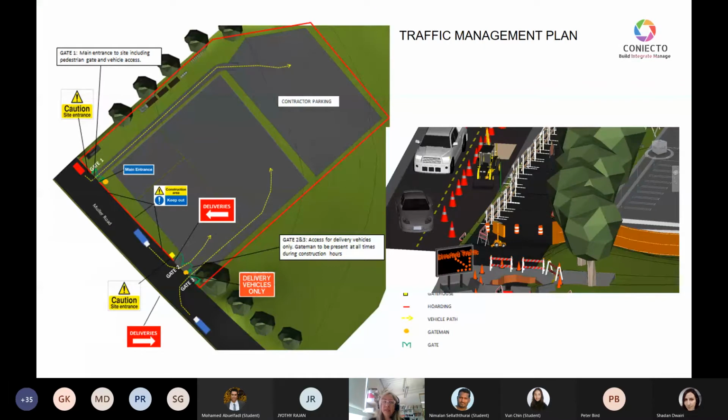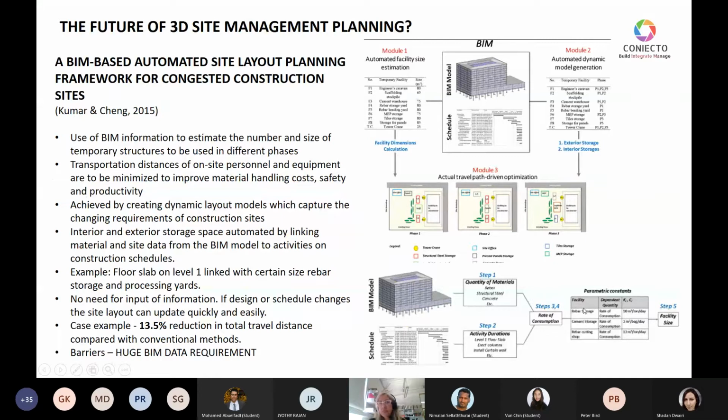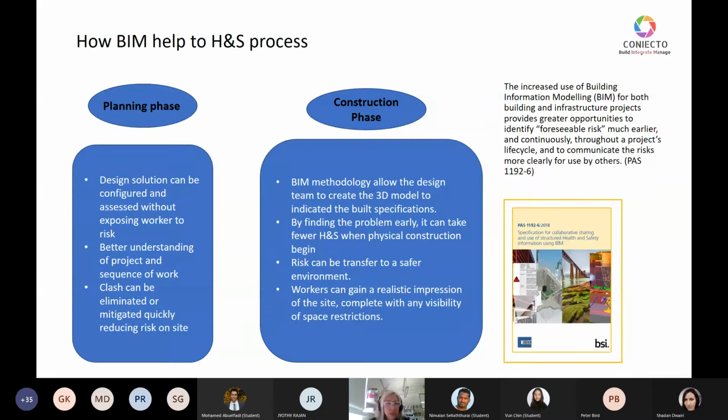And a little bit of a site management plan with hoarding, gates, access, egress, vehicular transit, how you're managing all this. The future of 3D site management plan, I think this was a good addition. And it's explaining what is a kind of a BIM-based automated site layout planning framework. So I think that was good.